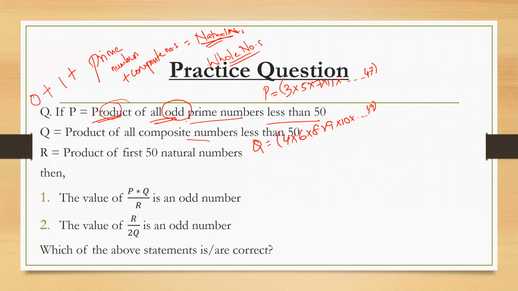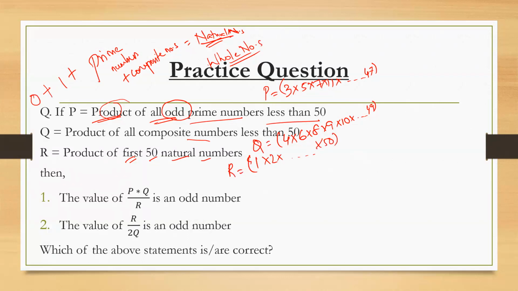Fine. So P we have found out, yes, it is the product of odd prime numbers. Q is basically the product of composite numbers. This also we have found. Now what is R? R is the first 50 natural numbers. So what is the first 50? It will start from 1, 2. What is the last element? It will end on 49 or 50? It will end on 50.